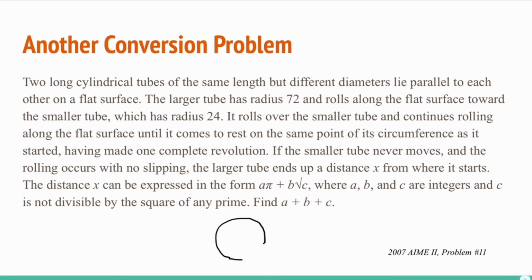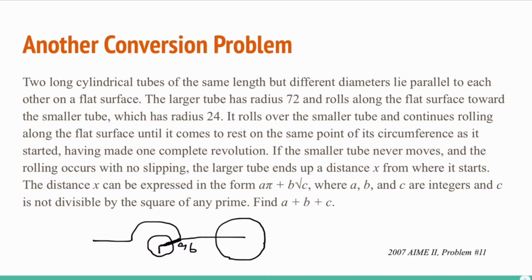Let's say that this is the large tube, and this is the small tube. Then, the large tube makes it about this far, then it rolls over the small tube, and it continues rolling till it reaches the same point on its circumference. So, we know that this length exactly will be 96 since it's 72 plus 24.